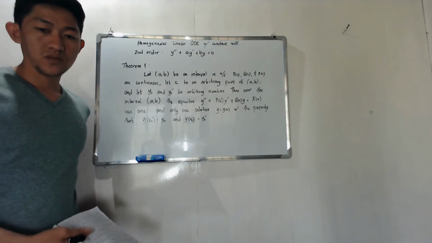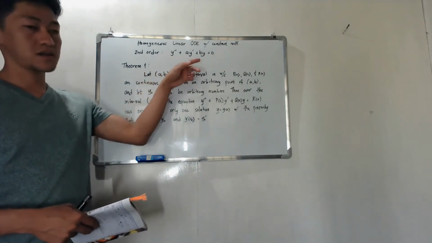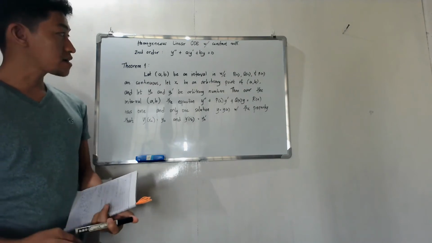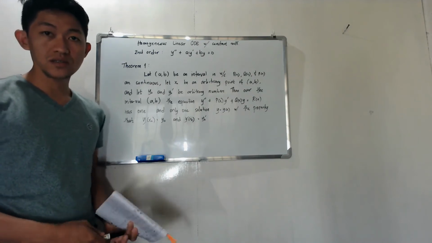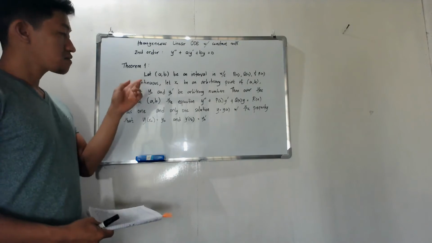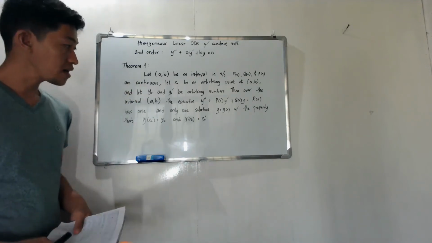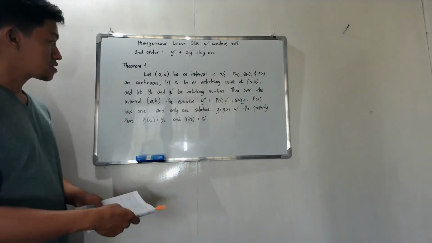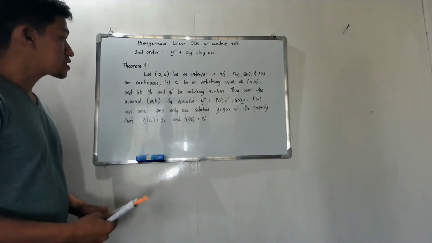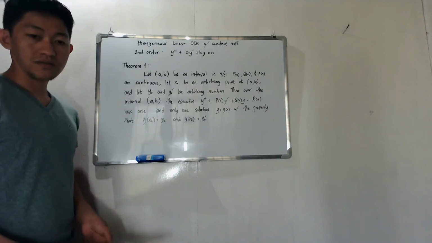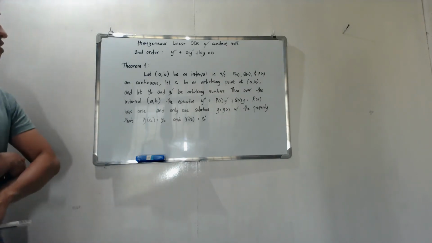Okay, before we proceed with the general solution of this homogeneous linear ordinary differential equation, let's discuss first these theorems. Okay, theorem number 1 states that, I will read, let AB be an interval in which P of x, Q of x, and R of x are continuous.